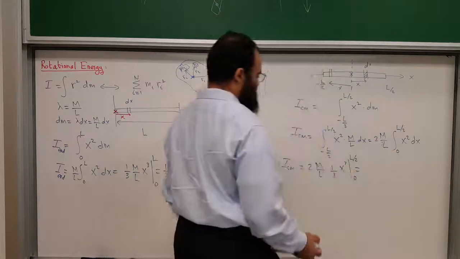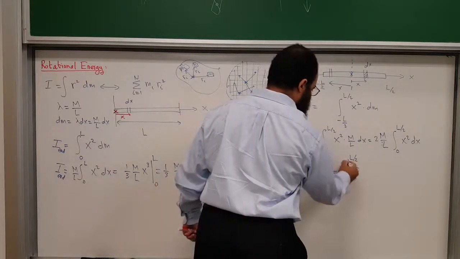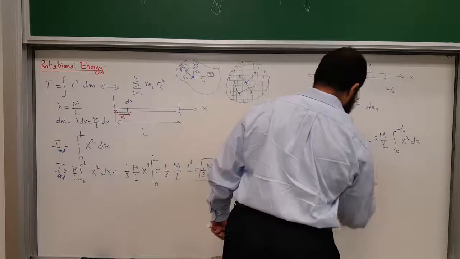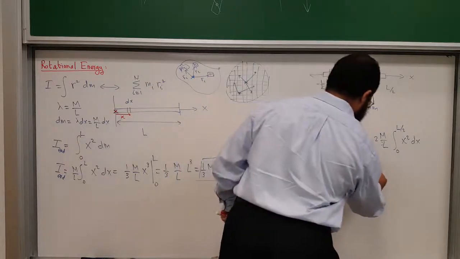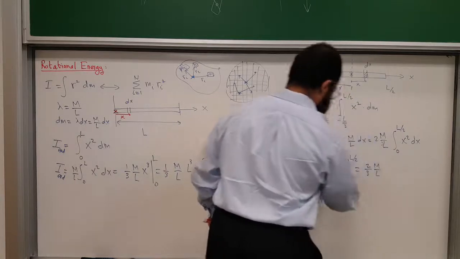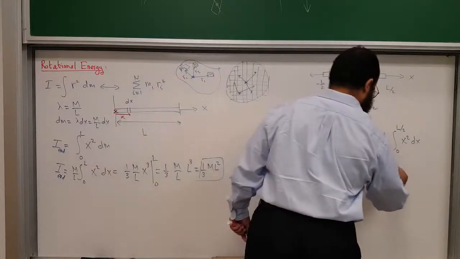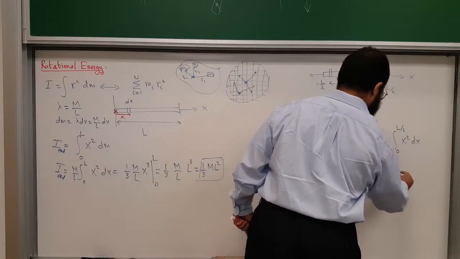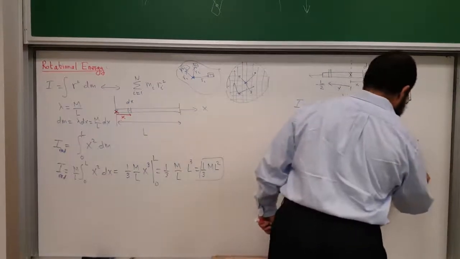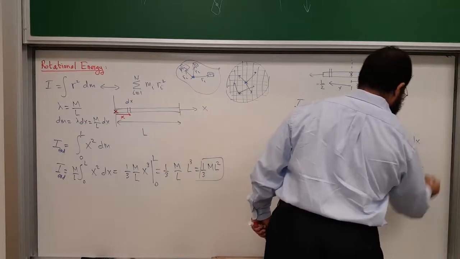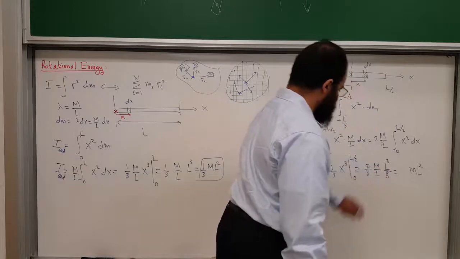Again, you evaluate the upper limit minus the evaluation at the lower limit. The lower limit is just 0, because you plug in 0 for x. And so you get what? You get 2 over 3 m over L, and then you plug in L over 2 cubed. L over 2 cubed will be L cubed over 8. And so I have m, and L cubed over L is L squared. And then, 2 over 8 is 1/4, and 1/4 times 1/3 is 1/12.